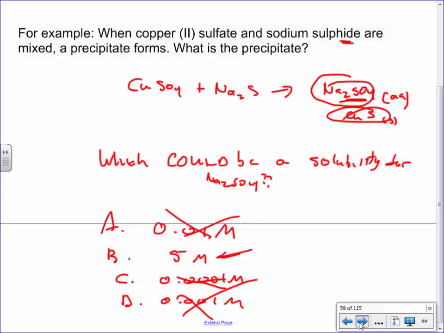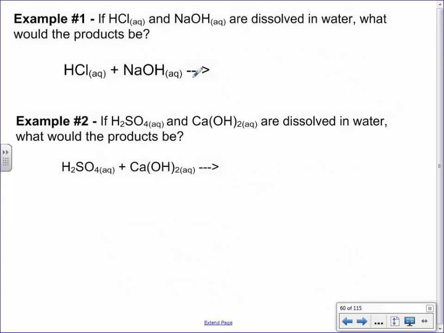Sure. Okay. Well, let's try another example here. You've got HCl and sodium hydroxide in water. Can you tell me what the products are and figure out whether they have high or low solubility? HCl and NaOH, hopefully you can do this. It makes water and sodium chloride.